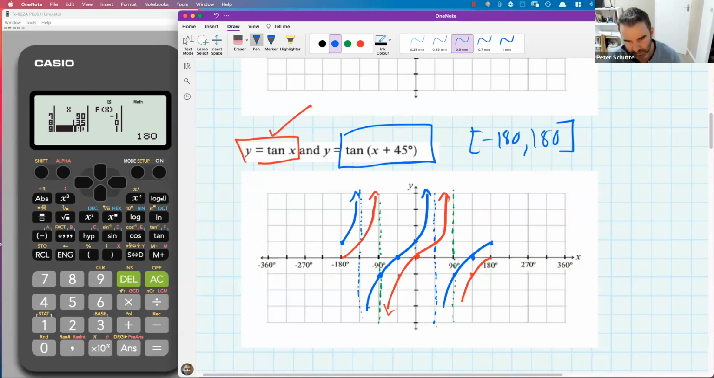Now that was a bit tricky, but what I like about it is you can clearly see that the blue graph is 45 degrees behind the red graph. You see how this is just 45 to the left. And that makes sense to me because x plus 45 means it moves 45 degrees to the left. And so what I love about the calculator is it really just takes you through this process when you're trying to draw it. Okay.